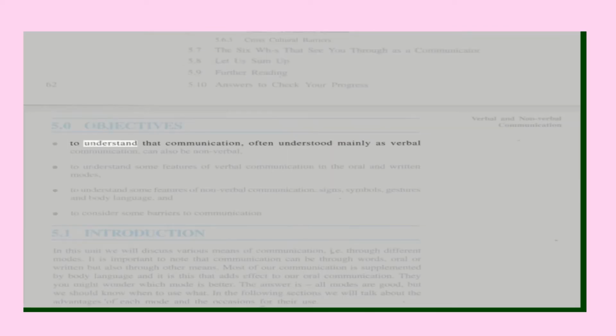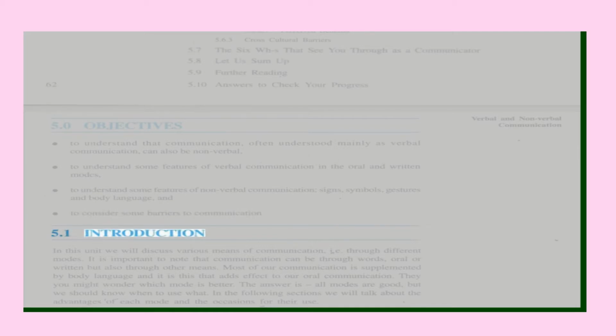Unit 5: Verbal and Nonverbal Communication. To understand that communication, often understood mainly as verbal communication, can also be nonverbal. To understand some features of verbal communication in the oral and written modes. To understand some features of nonverbal communication, signs, symbols, gestures, and body language, and to consider some barriers to communication.